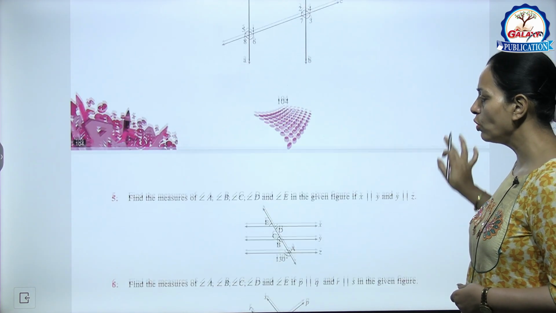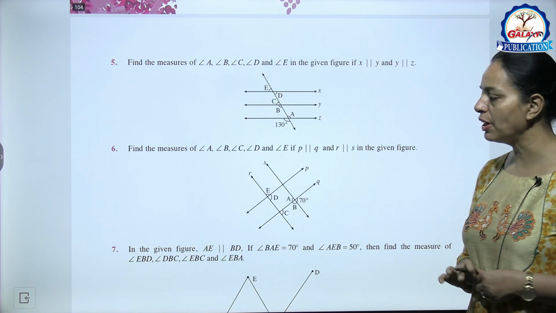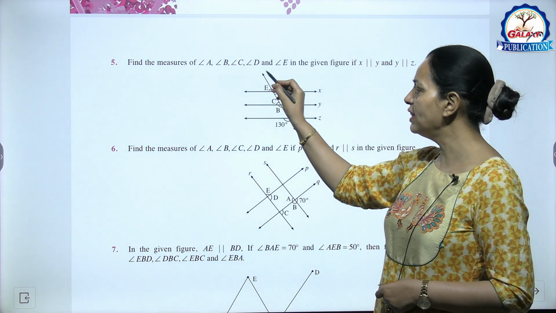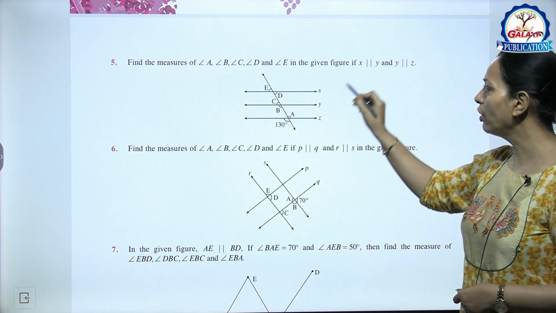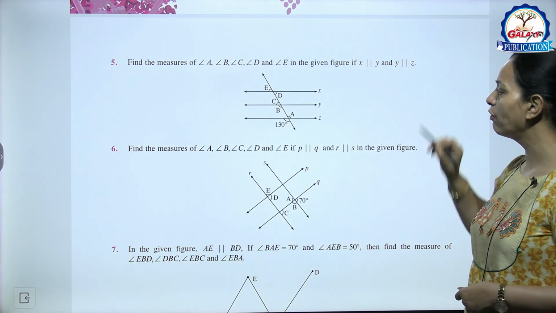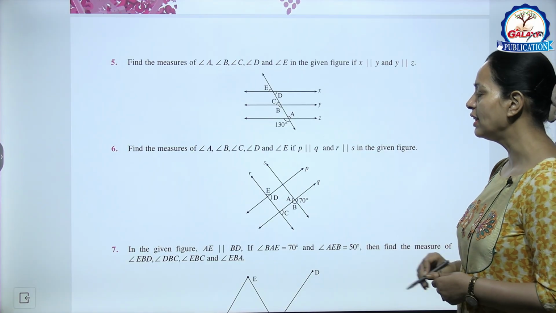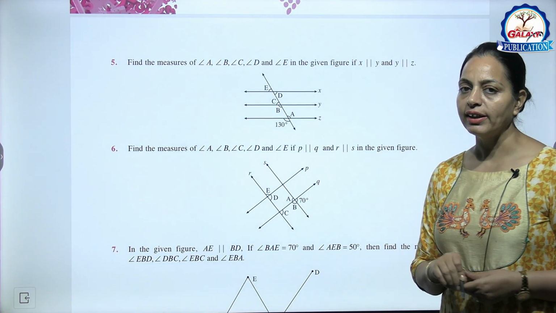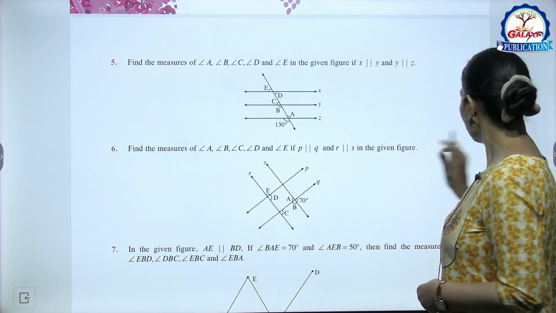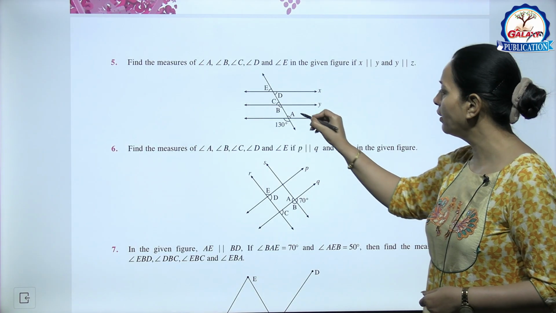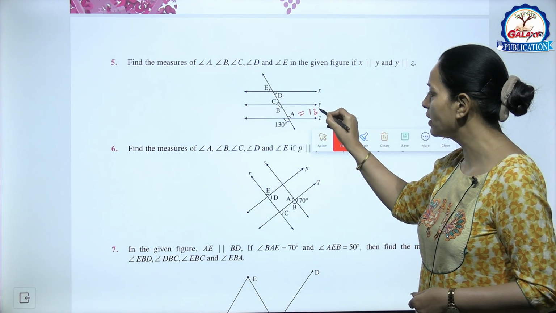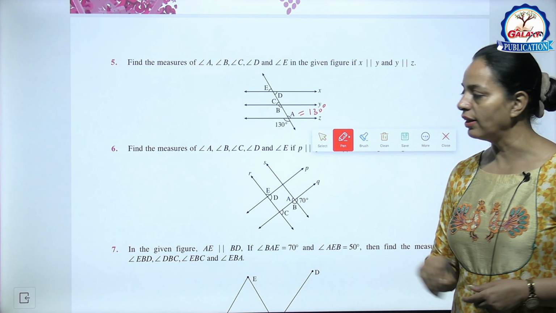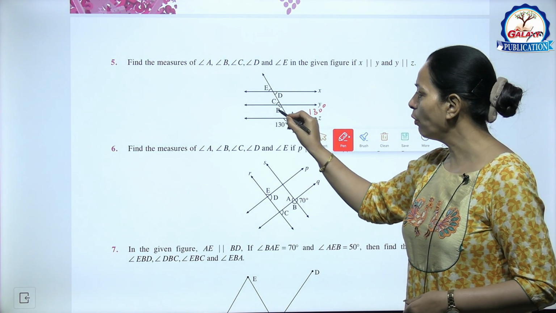Okay, now come to the next, fifth question. Find the measure of angles A, B, C, D and E in the given figure if x is parallel to y and y is parallel to z. We have one angle, 130 degrees. So A also becomes 130 degrees, because vertically opposite angles. B also will be 130, these are corresponding.